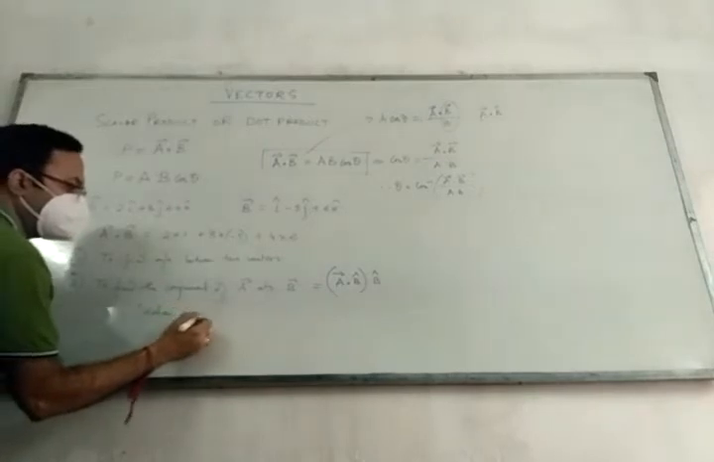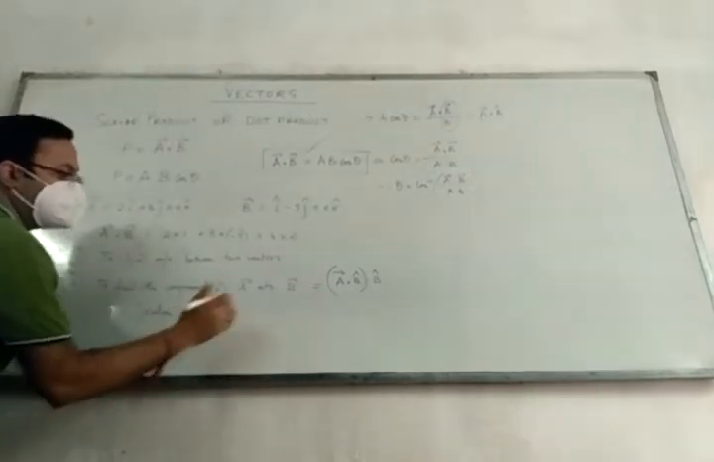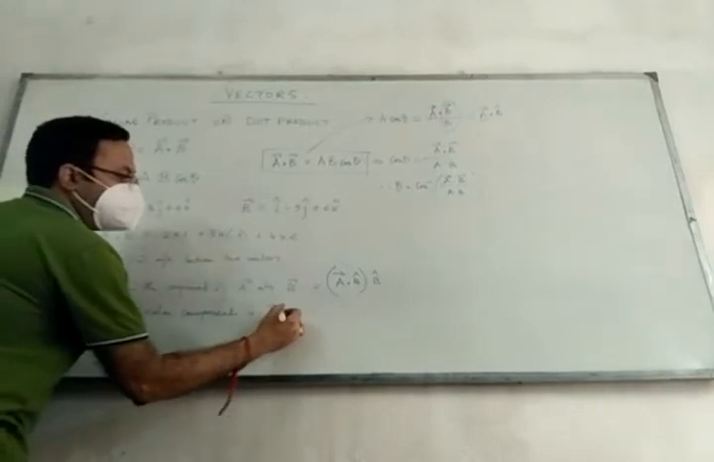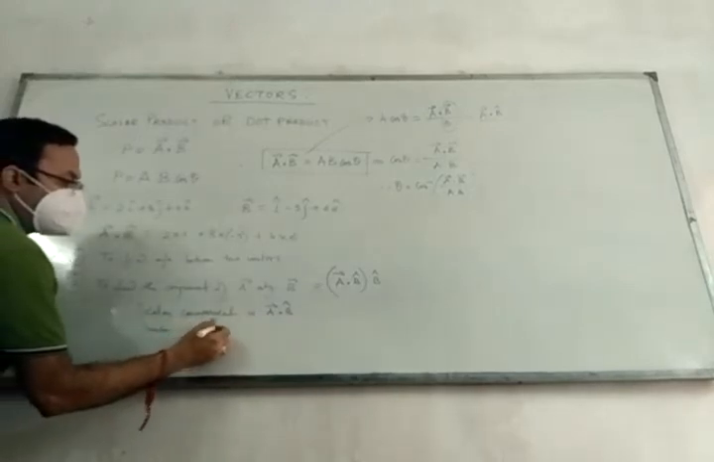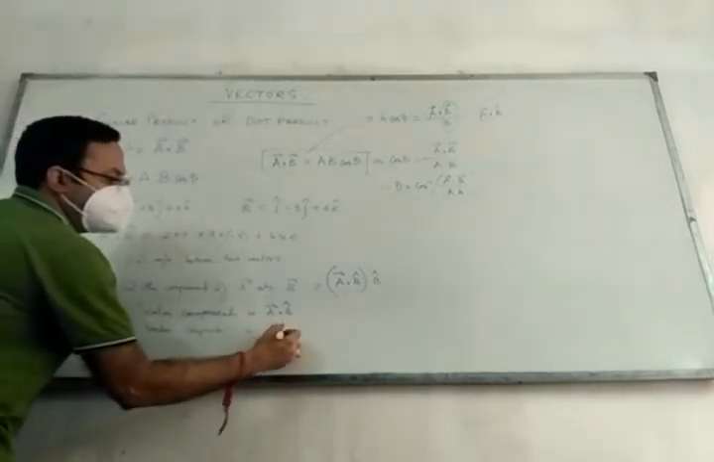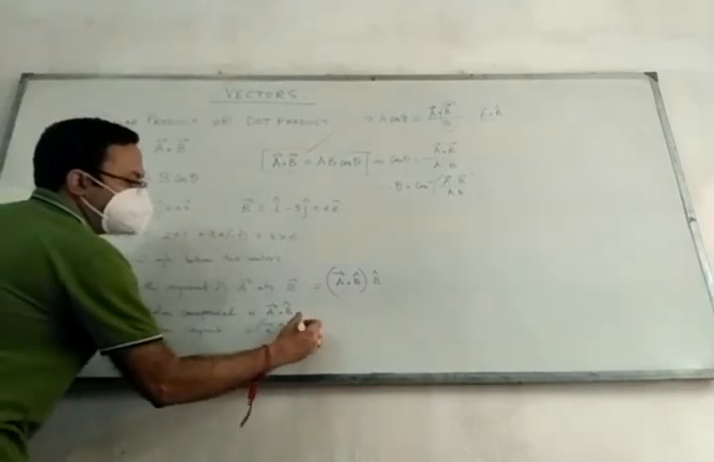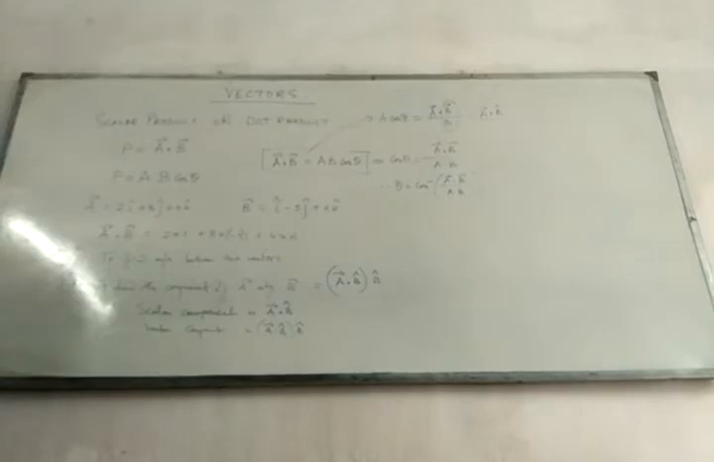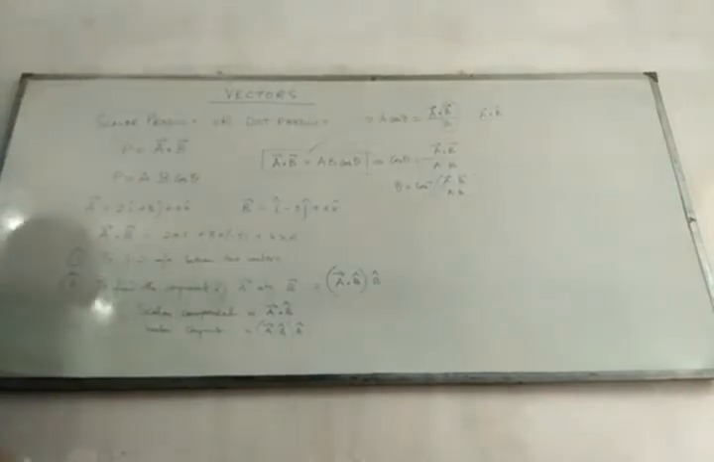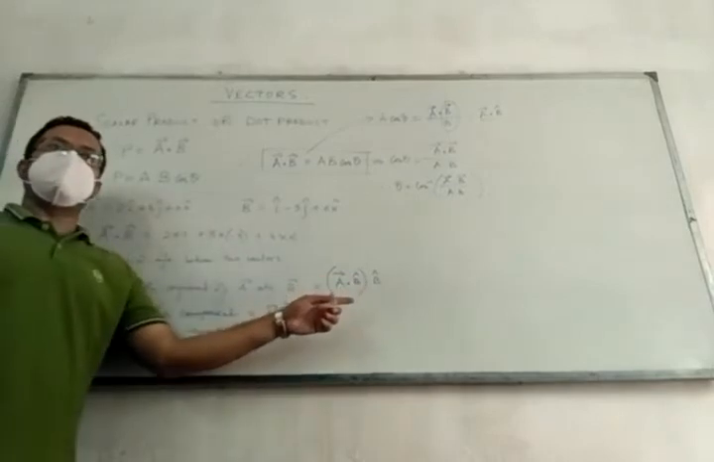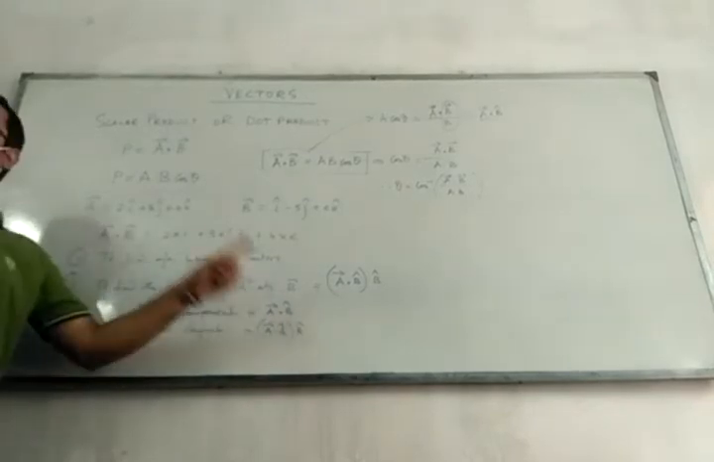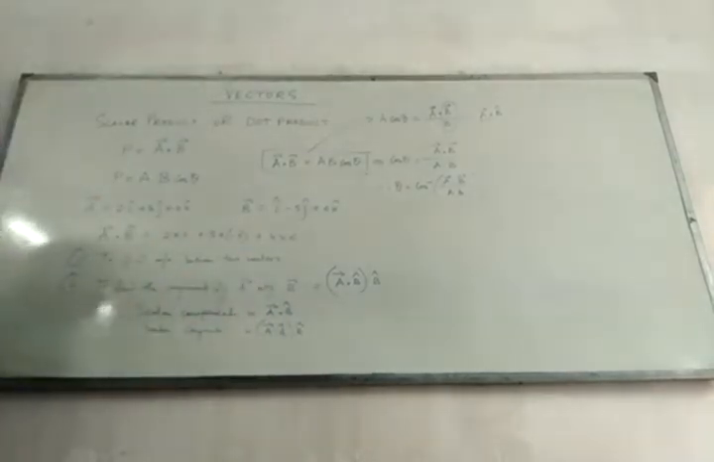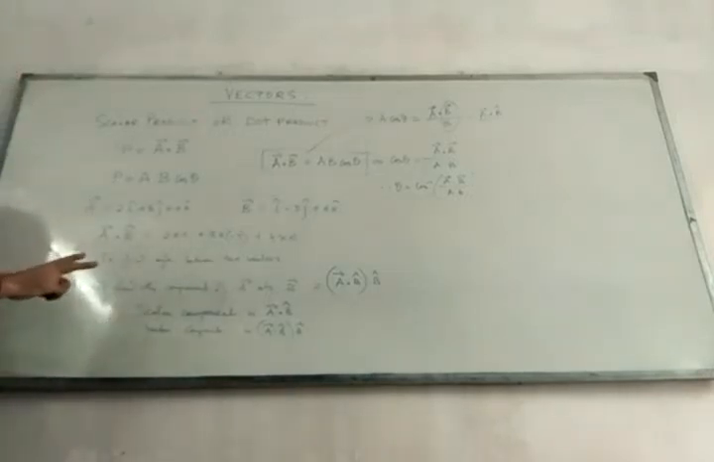So you can write this down. Scalar component is A dot B cap and vector component is A dot B cap whole into B cap. Don't reverse it, don't do B dot A cap, that will give you the component of B along A, which is opposite. So these are the two most important applications of dot product.